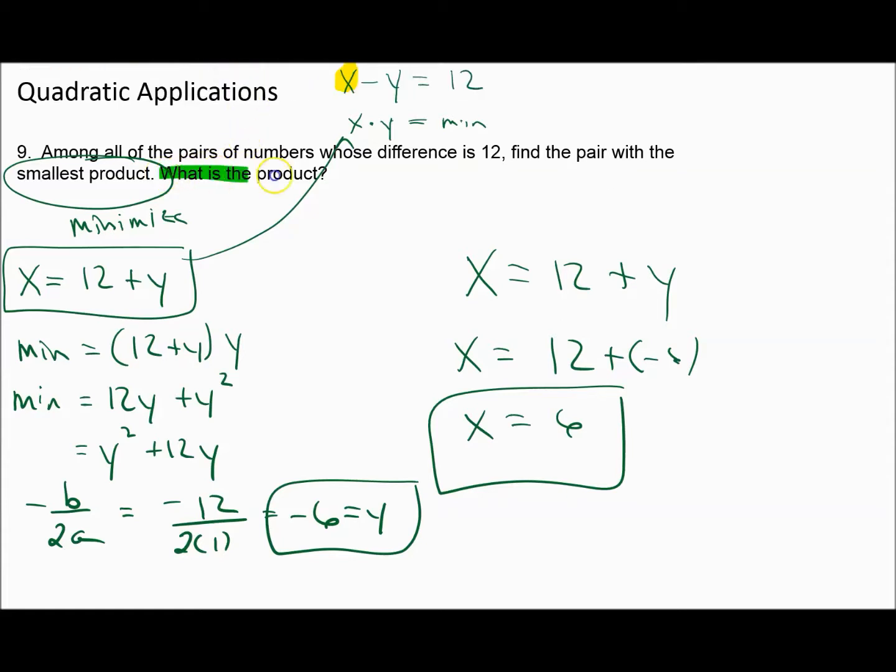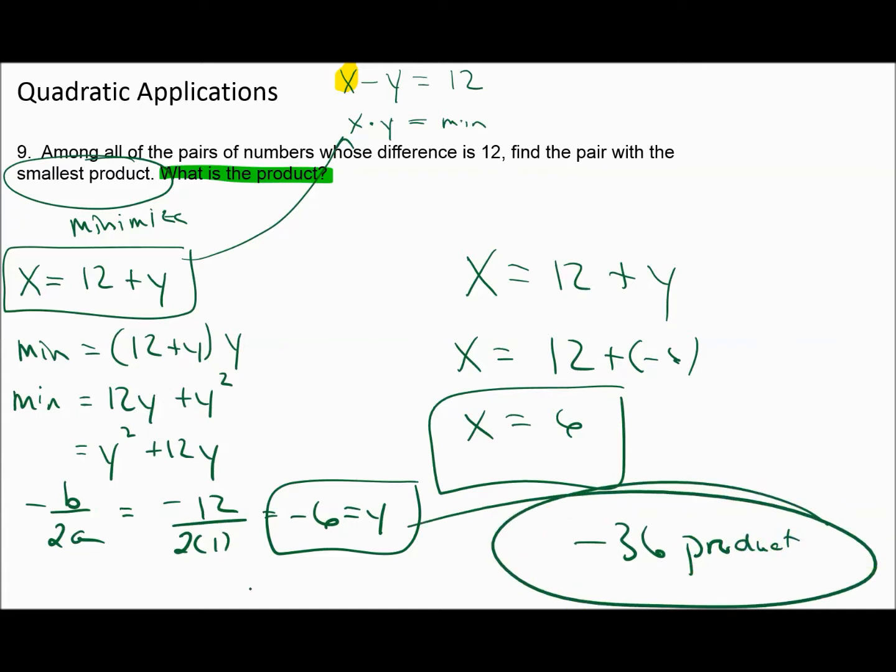Right here. Notice I didn't find that. I did say it out loud, but I didn't write it down. So if they asked for the product, you multiply those together, and the product would be -36. So just be careful with what question is asked. Make sure you read that a couple of times.